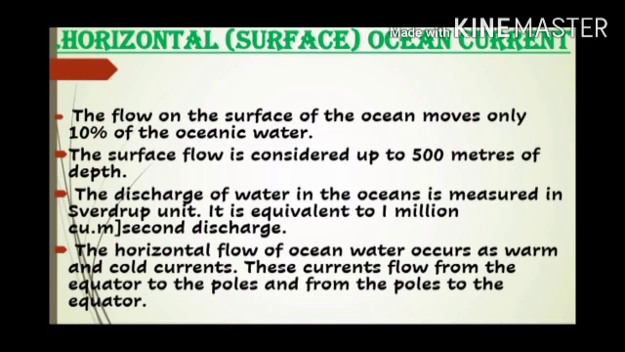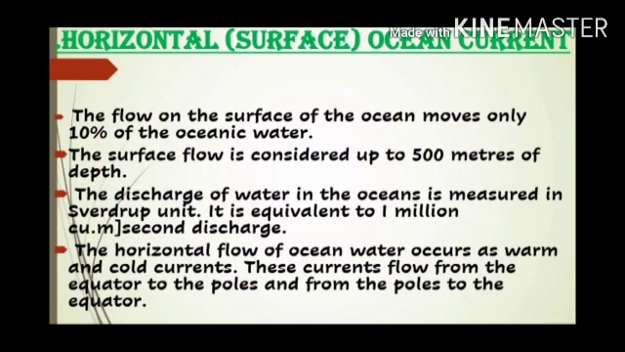The flow on the surface of the ocean moves only 10% of the ocean water. Means surface ocean currents can make currents only in 10% of ocean water, that is floating water. The surface flow is considered up to 500 meters of depth. The discharge of water in the ocean is measured in Sverdrup units. It is equivalent to 1 million cubic meters per second discharge. Discharge of water means at a particular time how much quantity of water is coming into the ocean.